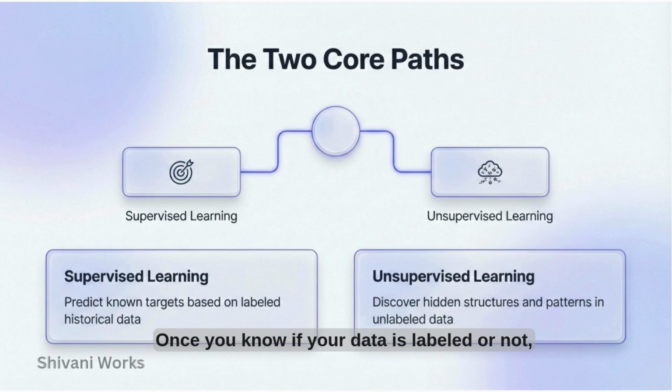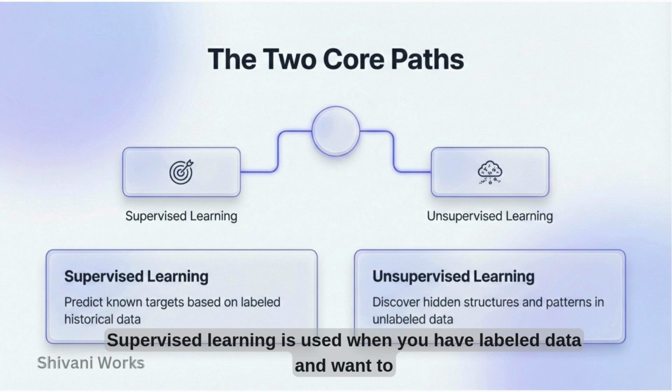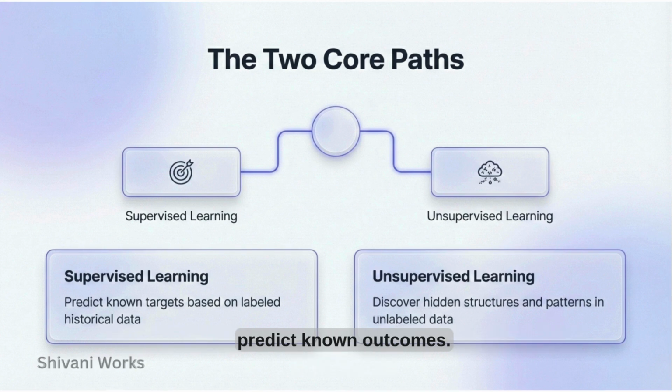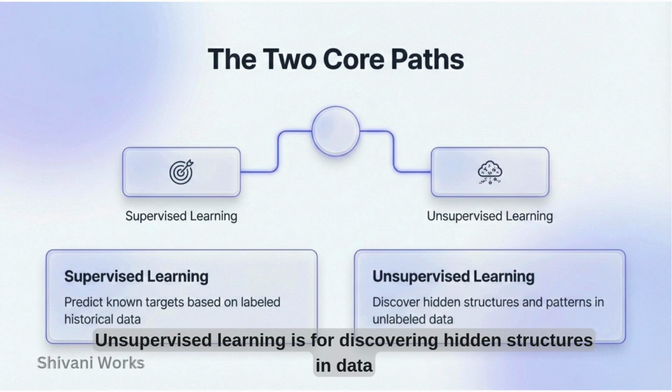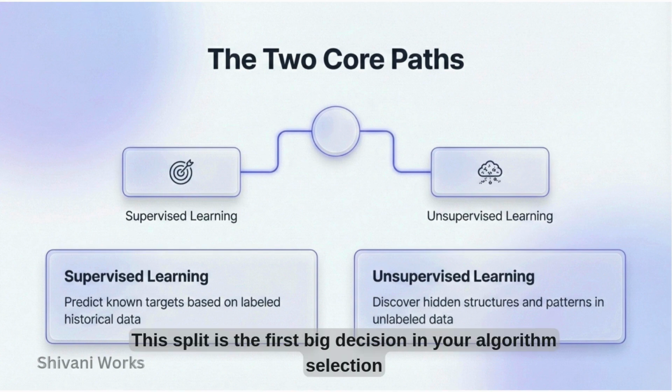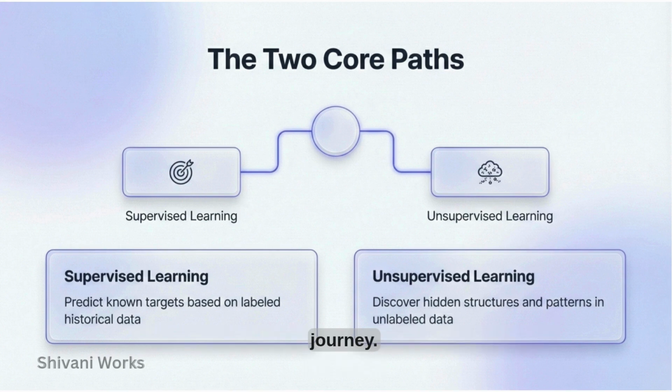Once you know if your data is labeled or not, you can choose between two core paths, supervised learning and unsupervised learning. Supervised learning is used when you have labeled data and want to predict known outcomes. Unsupervised learning is for discovering hidden structures in data without labels. This split is the first big decision in your algorithm selection journey.